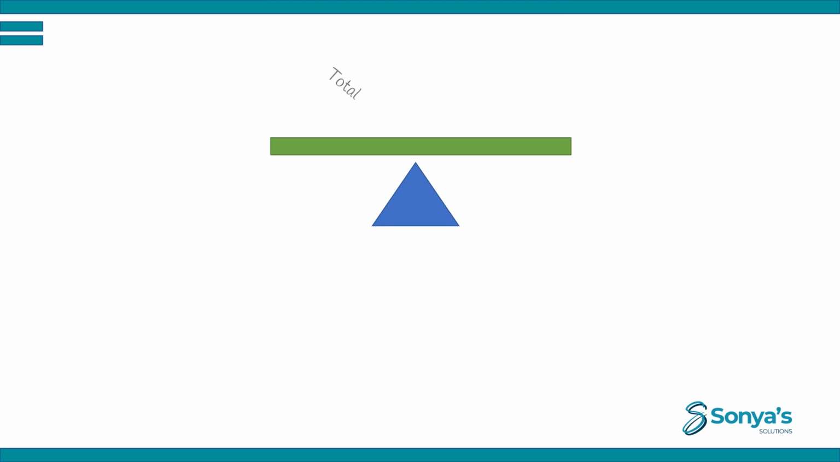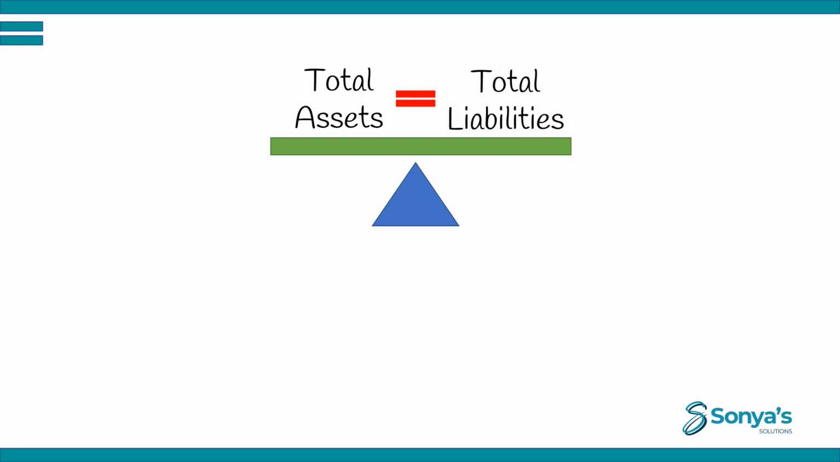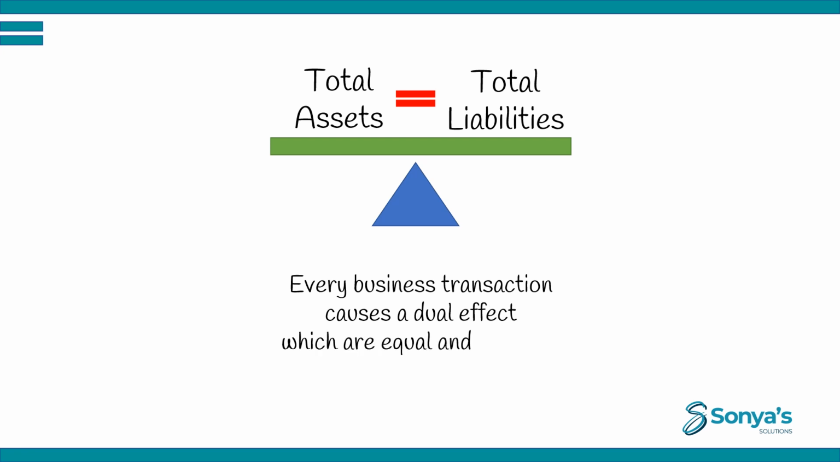To summarise, in this lesson, we've learned that every business transaction causes a dual effect, which are equal and opposite, and the purpose of the double entry bookkeeping system is to record this.